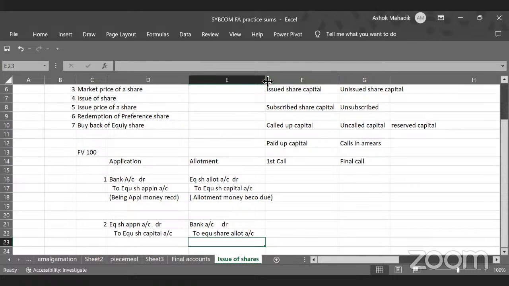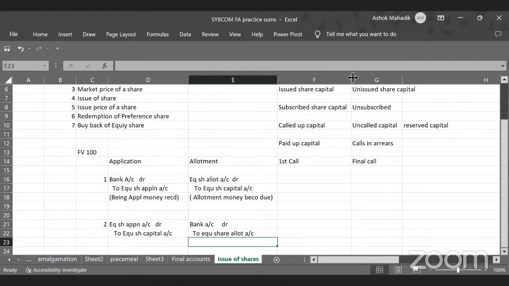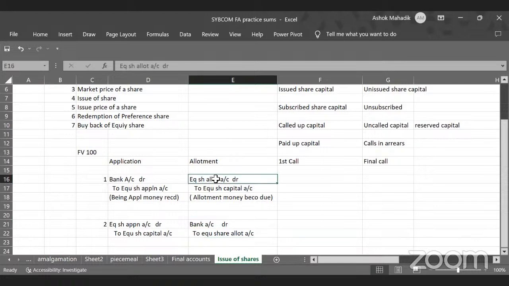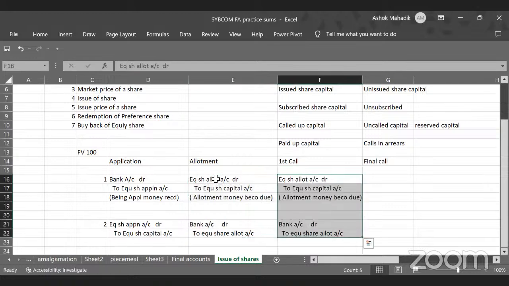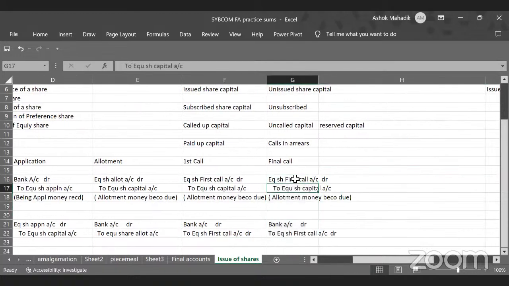Same entries. In place of allotment, I'll write first call, and in case of final call, I'll write final call. That's it. Otherwise, the entries are the same at both places. I'm just copying it as it is and replacing allotment with first call. So here, equity share first call instead of allotment. Even if you know the first entry, you can pass the remaining entries. And when you receive money, it will be bank account debit to equity share first call. Clear? Now the same way for second call or final call. Again the same entries. Instead of first call, I'll write final call or second call. Anything is fine. Clear? I'll just change it.